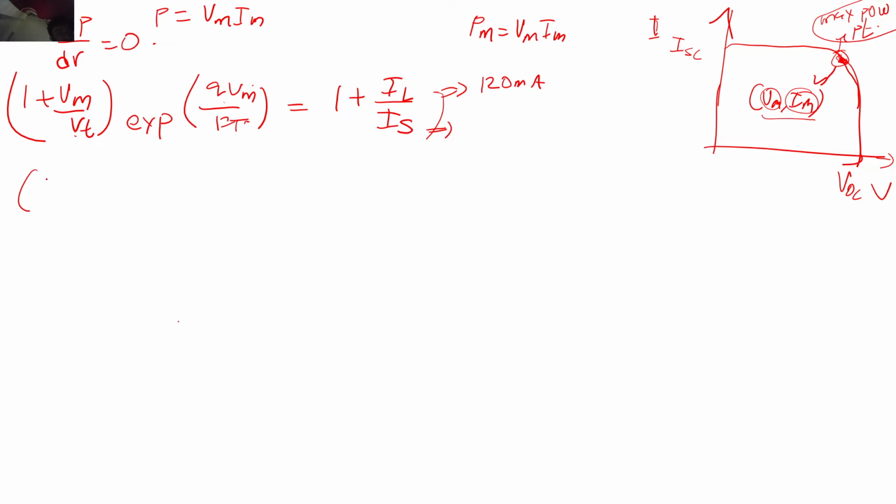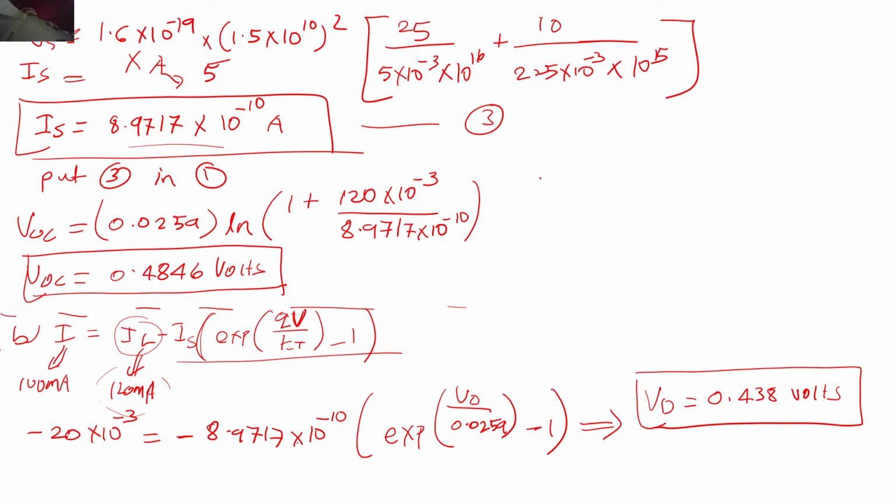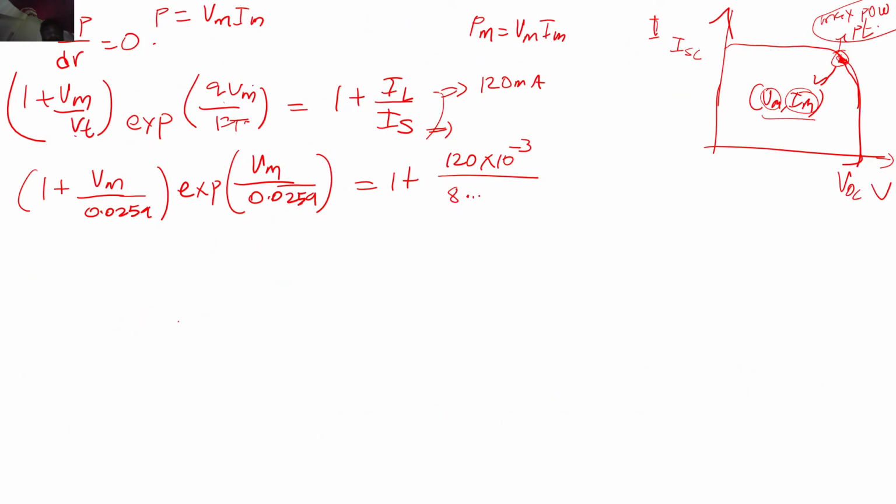So now let me write it. 1 plus Vm by VT, which is 0.0259, exponential of Vm by 0.0259 is equal to 1 plus 120 into 10 to the power minus 3 divided by the value of IS. IS is 8.97 into 10 to the power minus 10. So this is what I am getting over here, and if you just calculate this value, it is going to come out to be around 1.3375 into 10 to the power 8. I am talking about the RHS, okay?